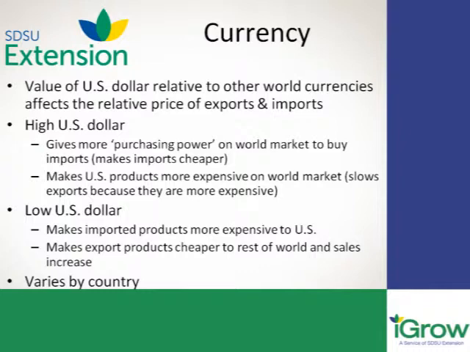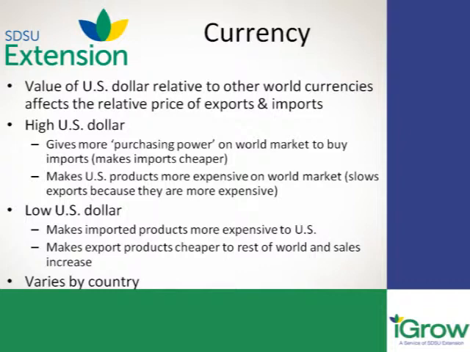Like I said, currency is a big influencer as well in the export markets for U.S. commodities. So now let's come back and look at the currency market. I mentioned earlier it's having such a big influence because we export a lot of commodities. The value of the U.S. dollar relative to other world currencies tends to affect the relative price of exports and imports because foreign buyers have to convert their monetary currency into U.S. dollars in order to purchase U.S. products.